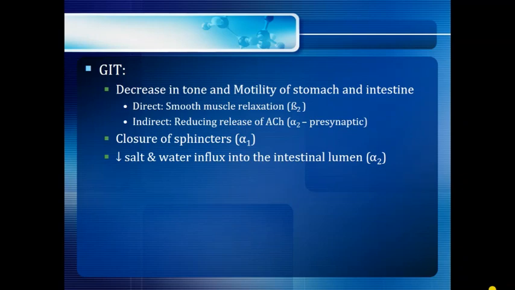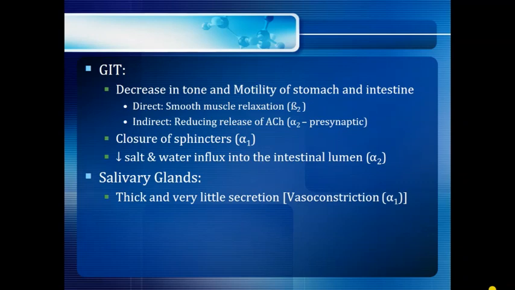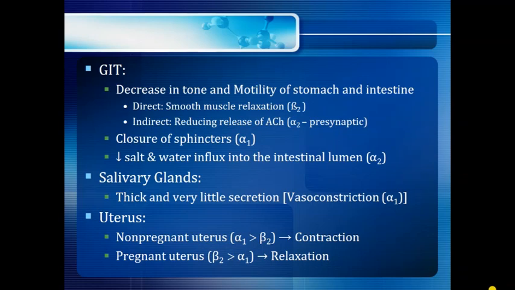They will also cause closure of all the sphincters of GIT mediated by alpha-1 receptor, and there will be decreased salt and water influx into the intestinal lumen, which is mediated through alpha-2 receptors. Action on salivary glands: there is thick and very little secretion, mainly because of the vasoconstriction produced by alpha-1 receptors.